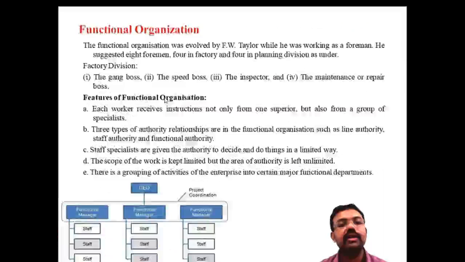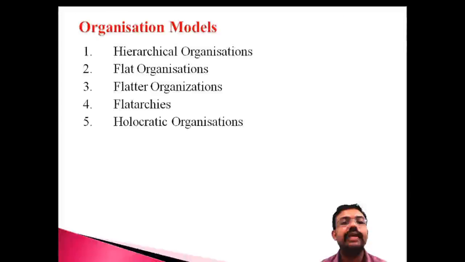We're discussing the organization model. What are the important categories of the organization model? There is a hierarchical organization, there is a flat organization, and there is a flatarchy and holacratic organization. These are the five categories of the organization model.